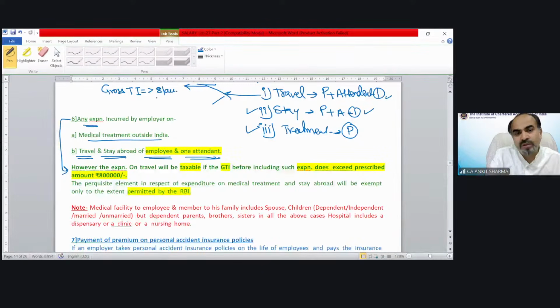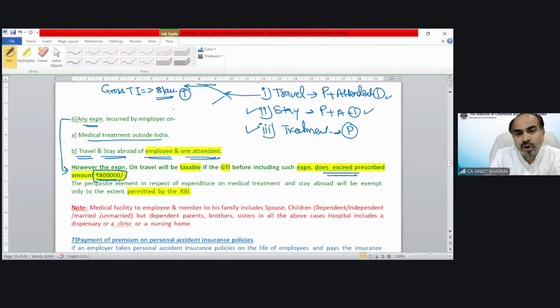Now let me tell you, that was a specified limit. In the notes you must have downloaded, it would only say this exceeded the prescribed amount. Now the amount has been prescribed and that is 8 lakh rupees. So if it is not mentioned in the notes, you can write it down. It's 8 lakh. So suppose the employee's gross total income exceeded 8 lakh rupees, in that case, listen very carefully, the amount you exempted in case of travel is going to be taxed.